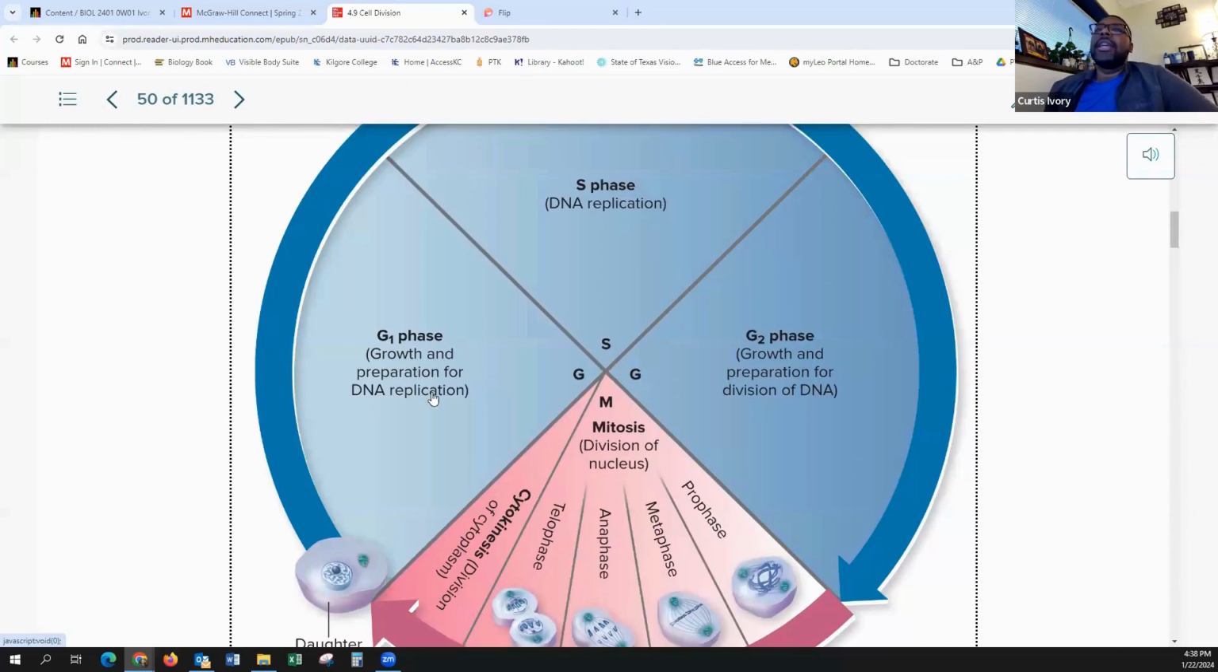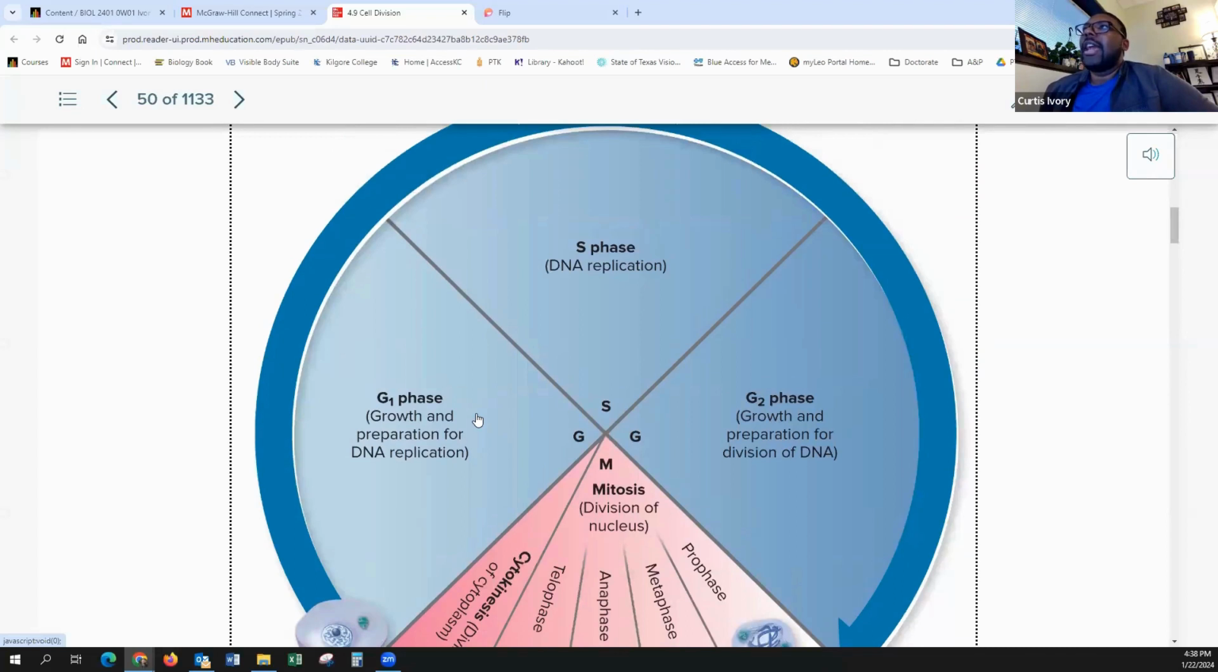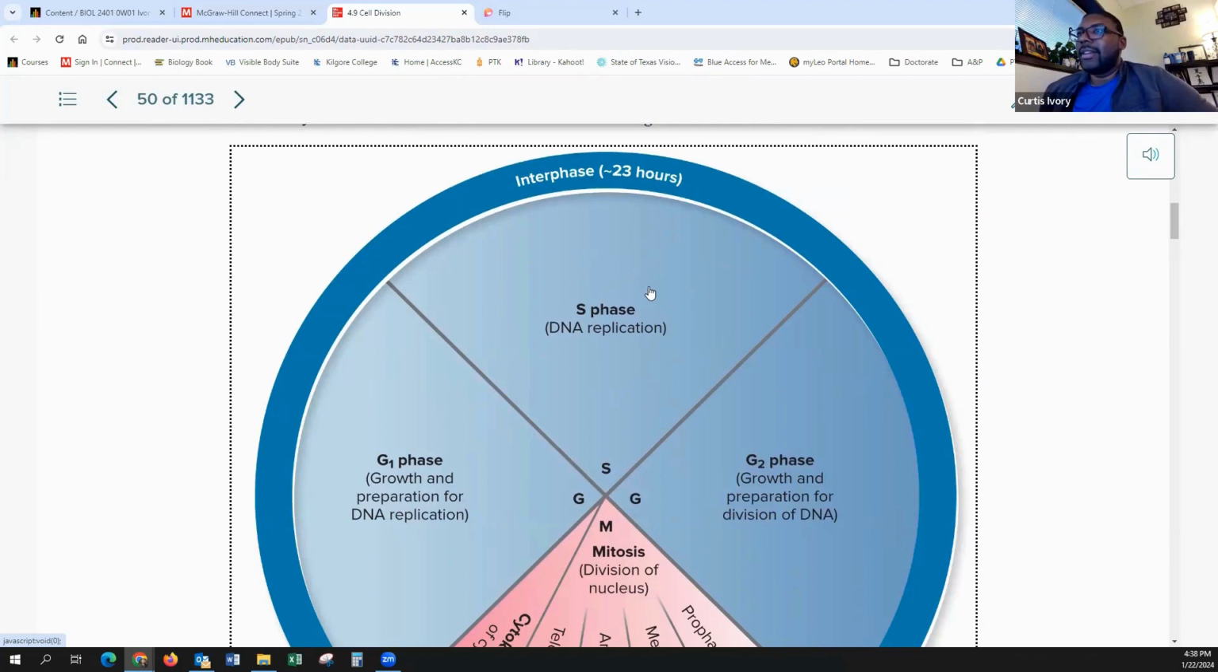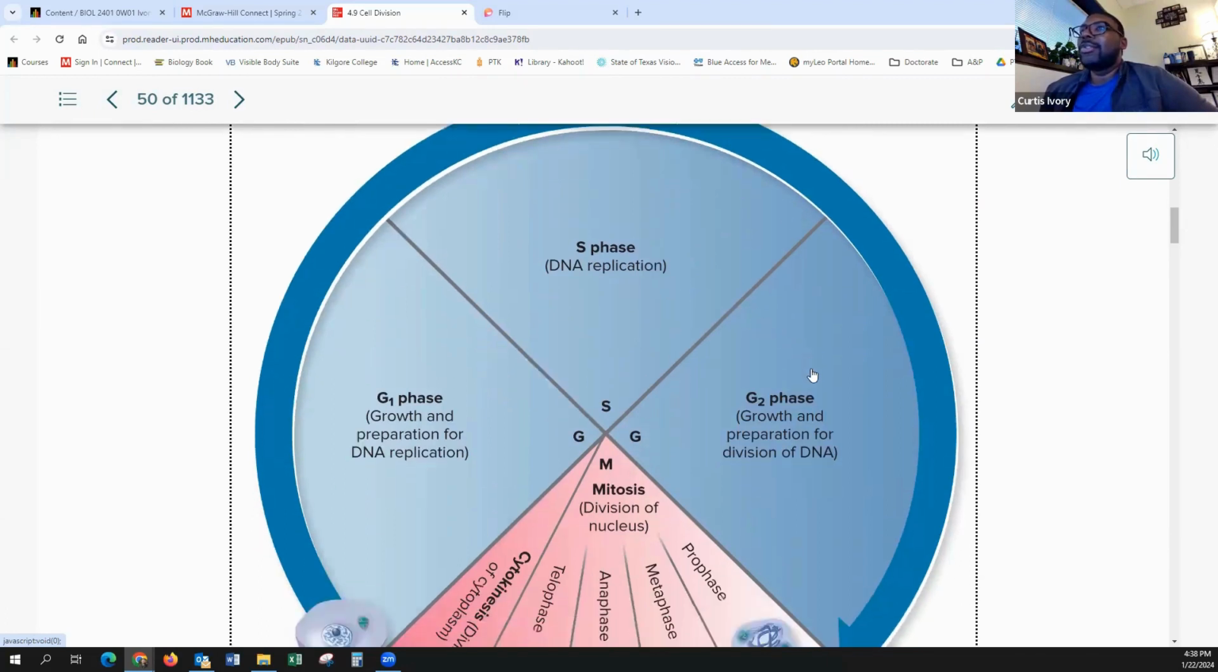So at the beginning of the cell cycle, we're going to have growth and preparation for DNA replication. Before a cell can divide, it essentially has to make more organelles. It has to essentially make everything. It has to duplicate the DNA, which is going to happen in the S phase. And then it goes into G2, which is the same thing, just growth and preparation for division of the DNA.